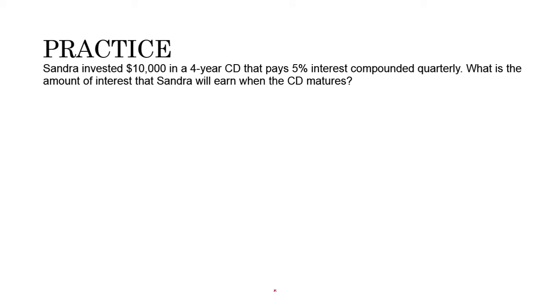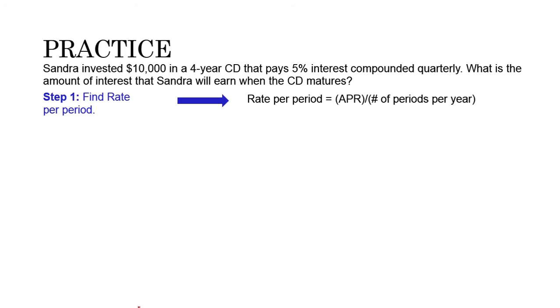Alright, same thing as before, the previous slide. First step is find the rate per period. Keep in mind, it is compounded quarterly this time. So quarterly means 4 times a year. So we get 0.05, which is the APR right here, divided by 4 because there are 4 quarters in a year. When we do that, we get the rate per period to be 0.0125.